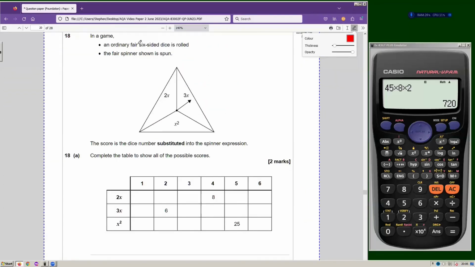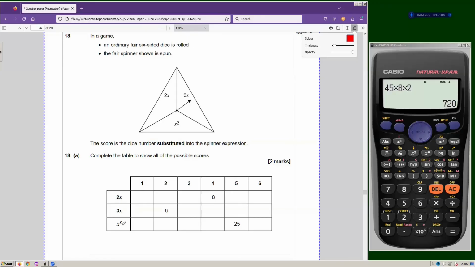In a game, an ordinary six-sided dice is rolled. The fair spinner shown is spun. Complete the table to show all the possible scores. The score is the dice number substituted into the spinner expression. Okay, right. So what they're saying is when a 2 came up, the 2 went in where the X was. 3 times 2 is 6. And this one here, 4 times 2 is 8.